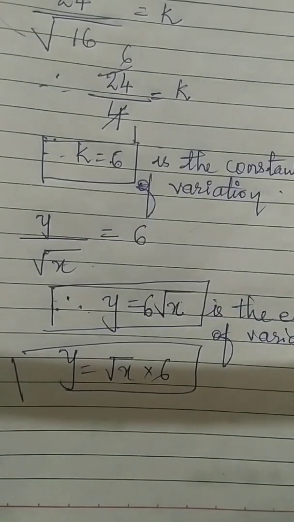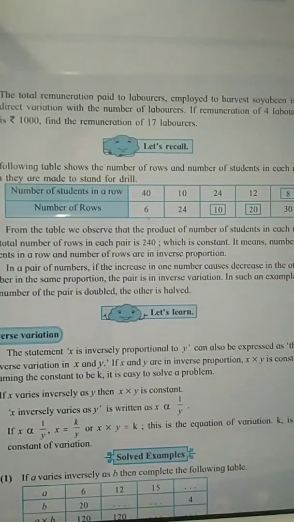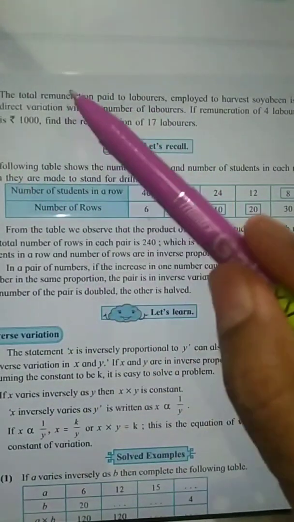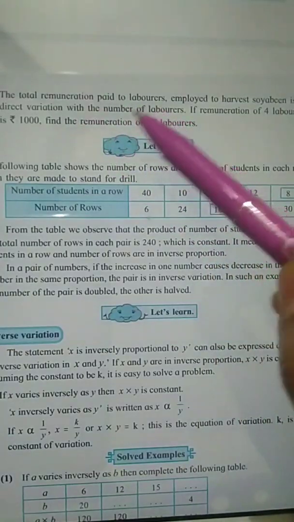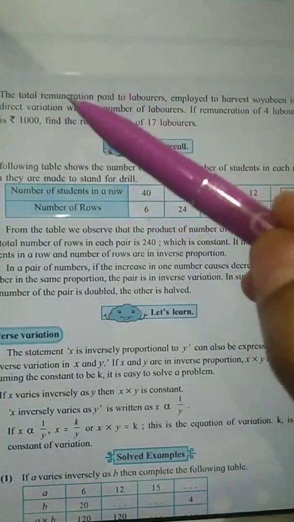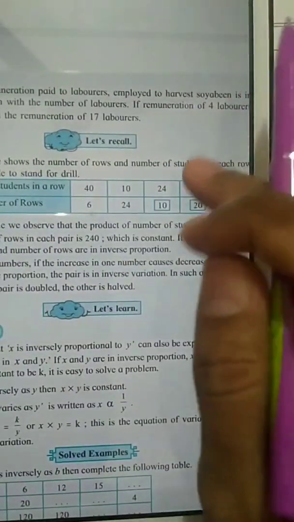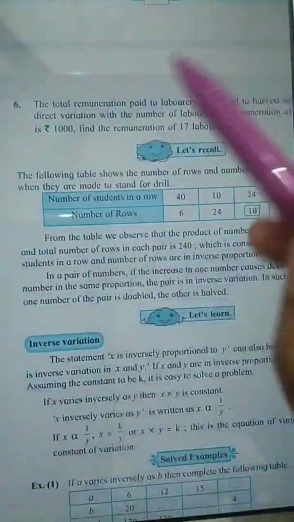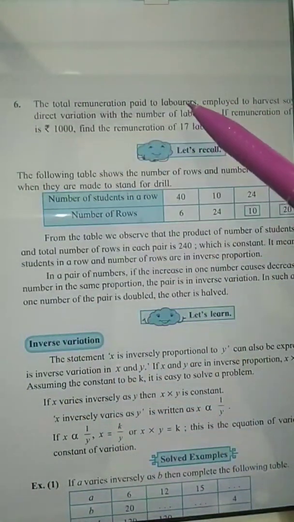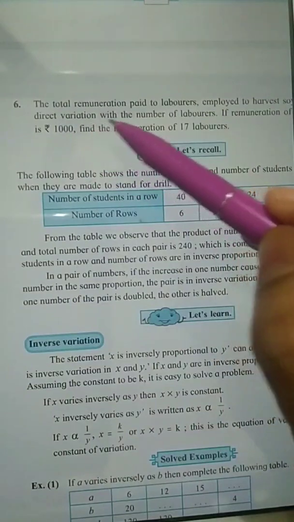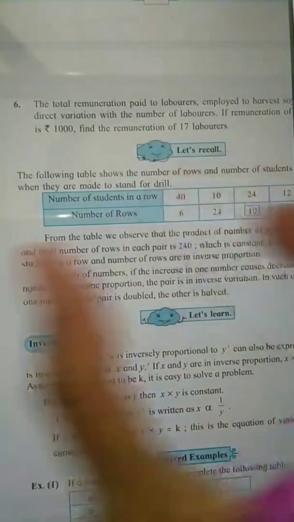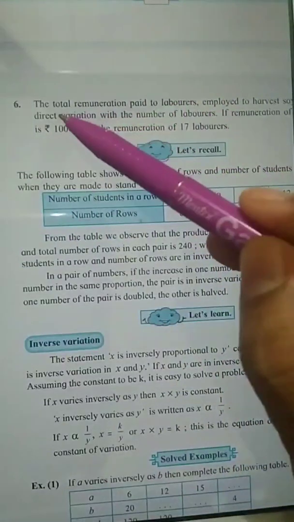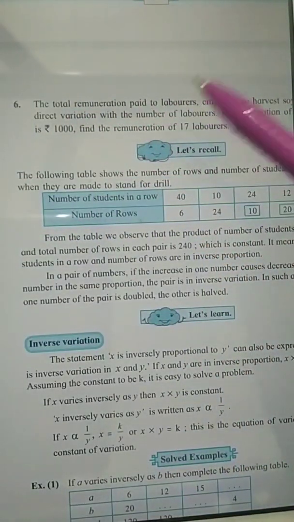Now we go to the last question. So now we have a word problem here. The total remuneration paid to laborers. Remuneration means salary. The total salary paid to laborers employed to harvest soya bean. So that remuneration or salary that the laborers are getting is in direct variation with the number of laborers. So which are the two quantities in variation? Total remuneration paid to laborers is directly proportional with number of laborers.